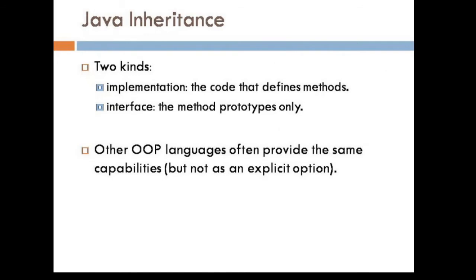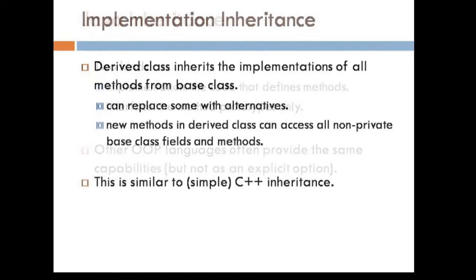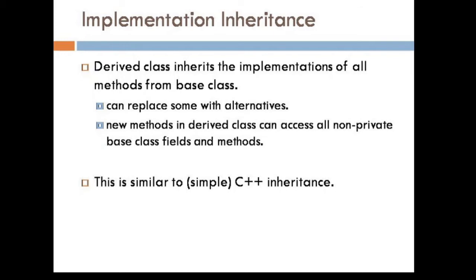Now, two kinds of inheritance, that is implementation and interface. Implementation means the code that defines methods, and interface are the method prototypes only. What is implementation inheritance? Derived class inherits the implementations of all methods from the base class. It can replace some with alternatives. New methods in derived class can access all non-private base class methods and fields.